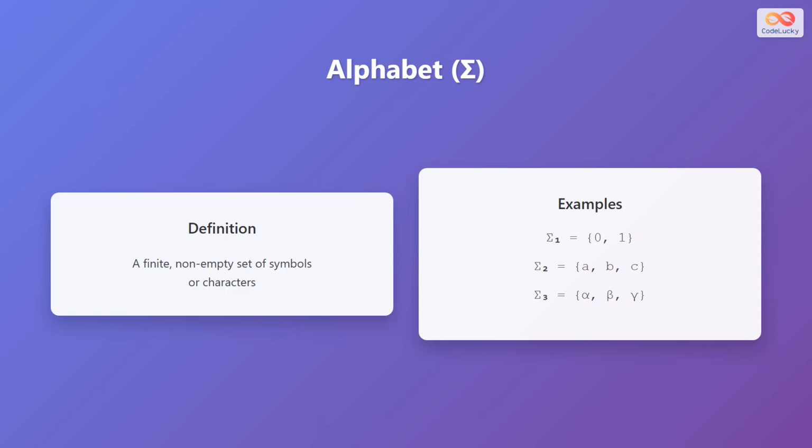Sigma 1 is equal to the set containing 0 and 1. This alphabet is commonly used in binary systems. Sigma 2 is equal to the set containing A, B, and C, representing a set of letters. Sigma 3 is equal to the set containing alpha, beta, and gamma, representing a set of Greek letters.